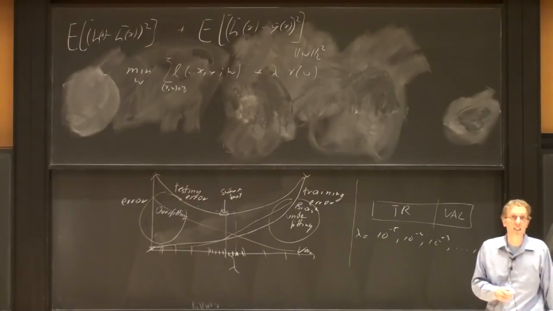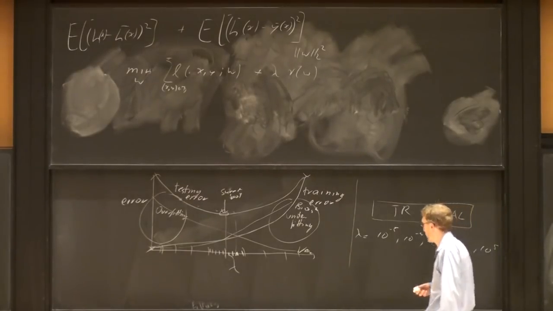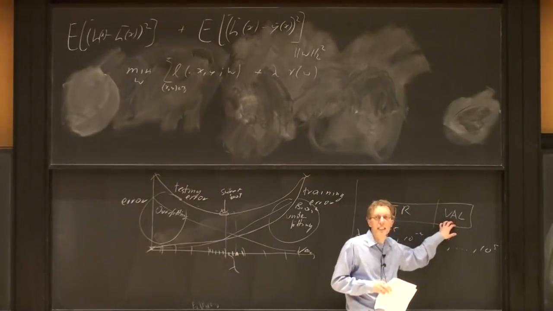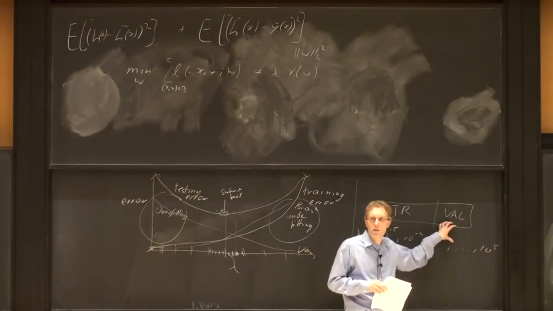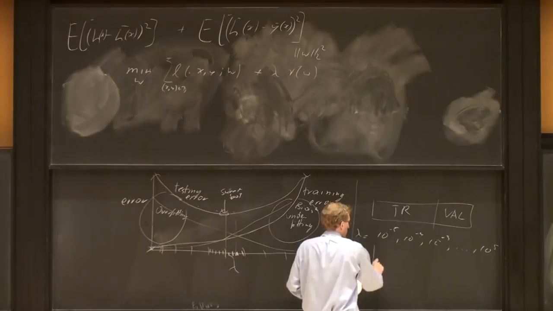So the answer for this is k-fold cross-validation. What you do here is you say, well, I don't just pick one validation set. Actually, every single data point in my data set should be a validation point. And so here's what you do. You don't just make one split, you make many splits.